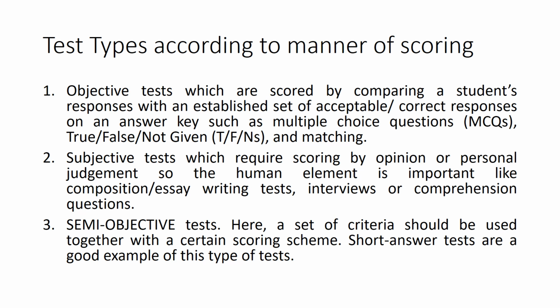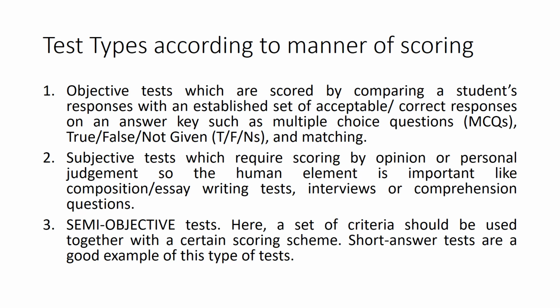Scoring, the fourth feature of tests, is that they should be scored. So tests are scored in two ways. That's why we are going to have two main types of tests according to scoring, which are the objective test and the subjective test. What do we mean by the objective test? The objective test consists of types of questions which have only one correct answer, for instance, the multiple choice test.